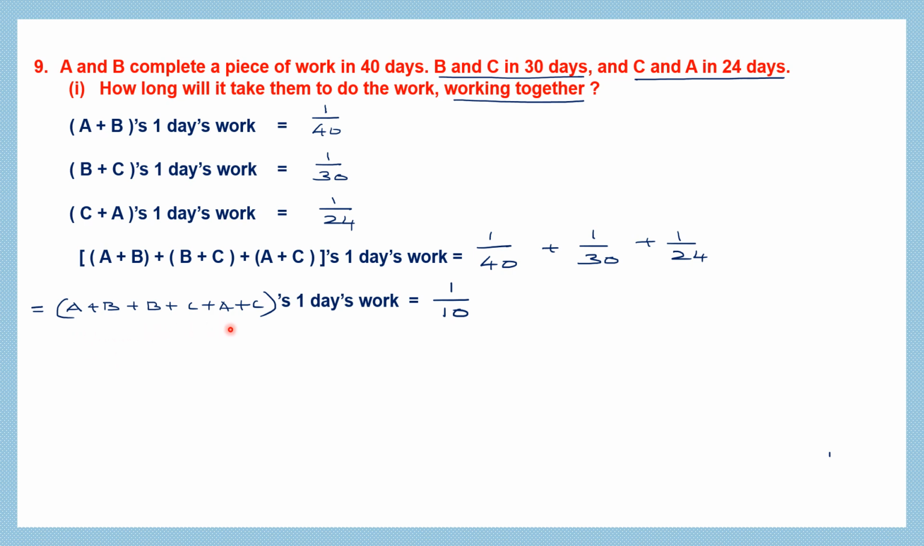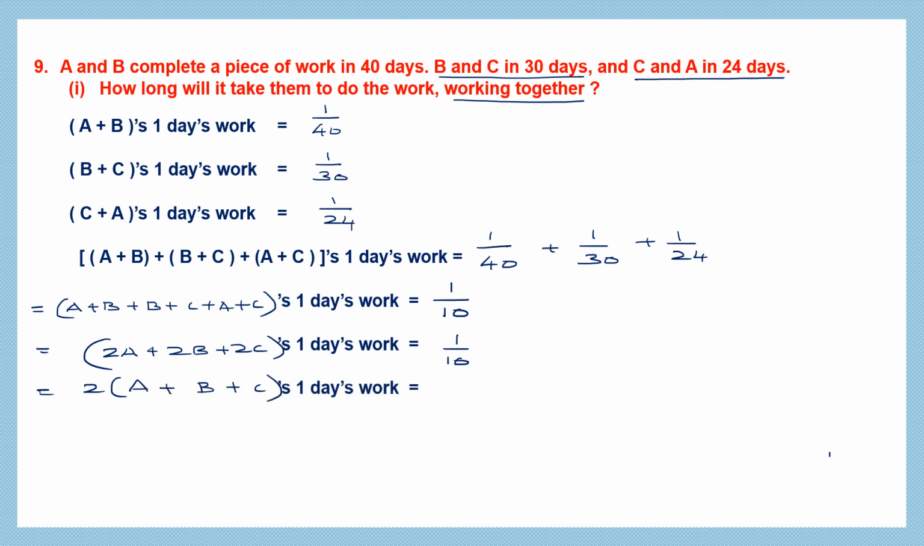Now let's simplify this part further. So here we have A plus A, that becomes 2A, B plus B is 2B, and C plus C is 2C. So let's write that. So that becomes 2A plus 2B plus 2C. So the 1 day's work of all these, and that is equal to 1 by 10. Now here can you see 2 is common, 2A, 2B, 2C, so we can take it out and write. So here we can say 2 into A plus B plus C is 1 day's work. So that is equal to 1 by 10.